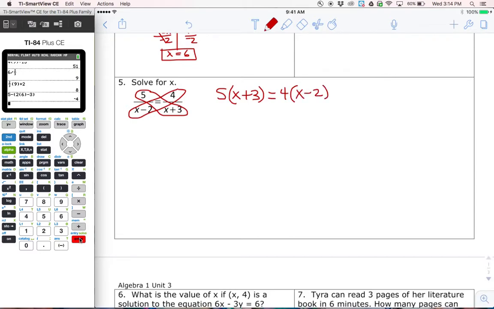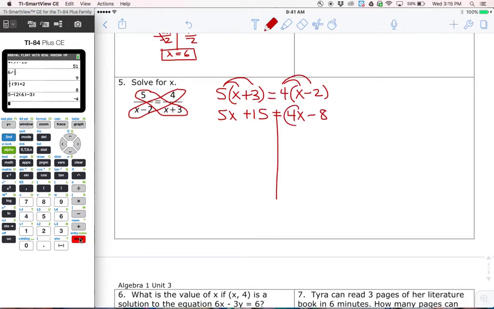At this point, we don't even need this anymore, right? We set up an equation to solve, and now we just go ahead and solve it. First thing we're going to do is distribute. So I've got 5x plus 15 is equal to 4x minus 8. All right? There's nothing to simplify on each side, so I'm going to go ahead and start moving things around.